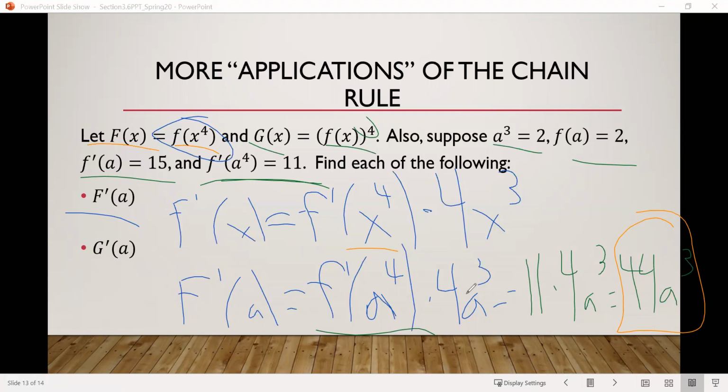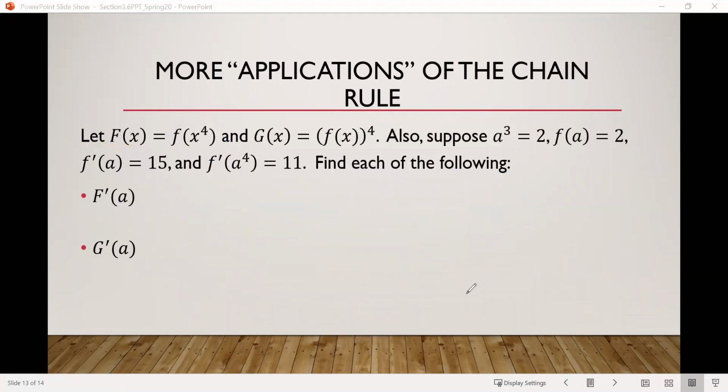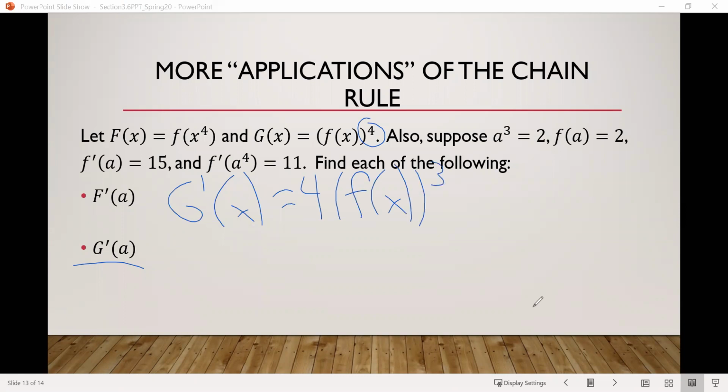Okay, so we get that. Good stuff, right? For sure. Okay, now let's do the g prime of a. So now they want us to evaluate the derivative of capital G at the value a. Again, we need to first find the derivative of g. So we know that g prime of x, well here, now our outside function is something raised to the 4th power, or we could think of this as x to the 4th. So we'll take the derivative of that, but evaluate it at f of x. So that's going to give us 4 times f of x to the 3rd.